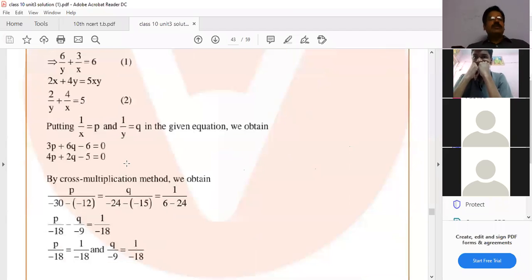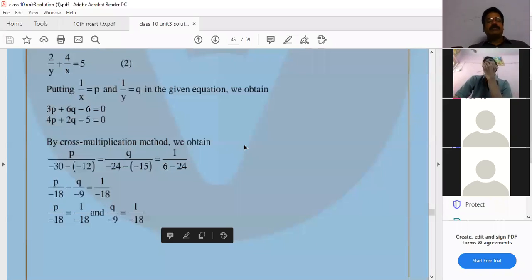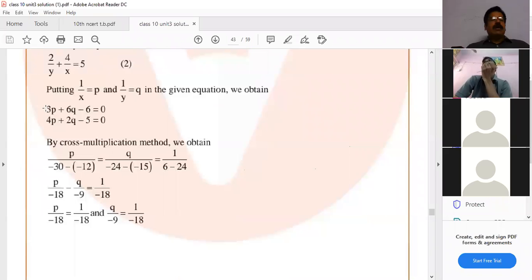Now 6 by y plus 3 by x, and 3 by x you wrote first. 6q plus 3p equal to 6. So 3p plus 6q minus 6 equal to 0, directly written. And then 2 by y plus 4 by x equal to 5, so 4p plus 2q minus 5 equal to 0. Again the cross multiplication method. And now see, a1, a2, b1, b2, c1, c2.